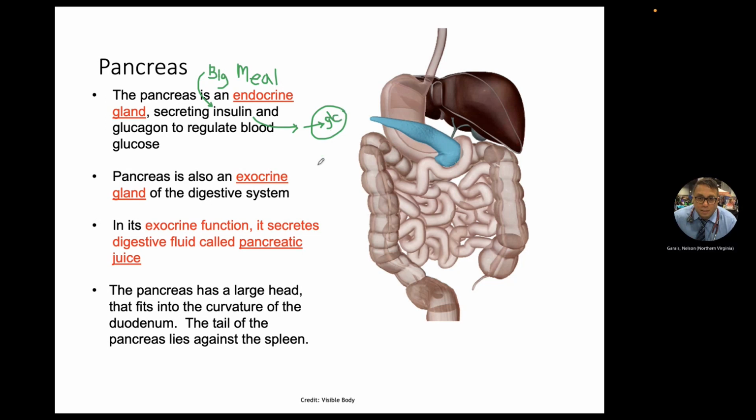Okay? So you got a big meal. Insulin gets released from the pancreas, and it opens up the doors so that glucose can get in. Right? And it makes sense because I need my fuel where? Inside my gas tank, which is inside the cells, so I can make energy.